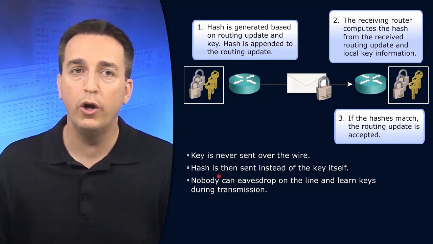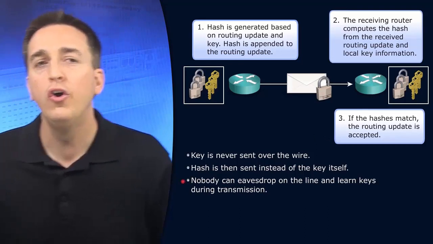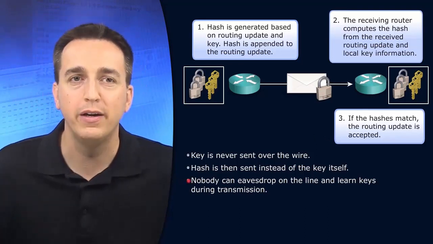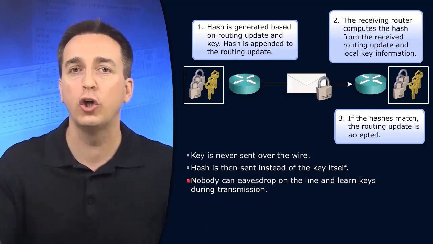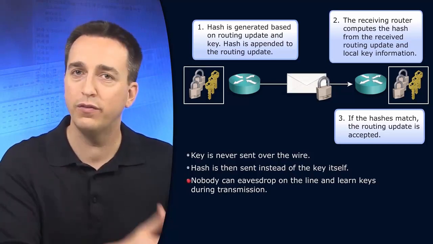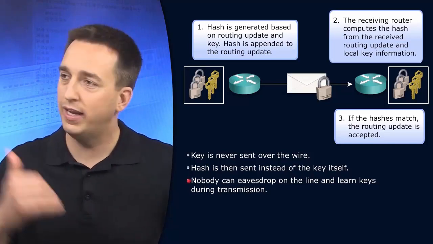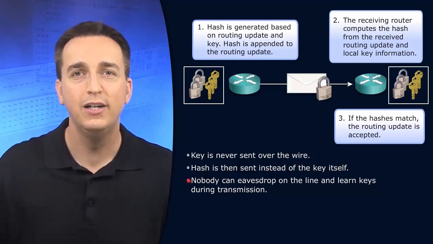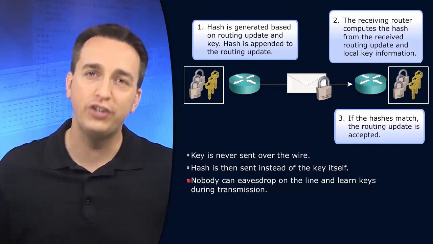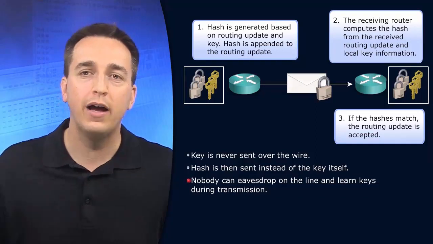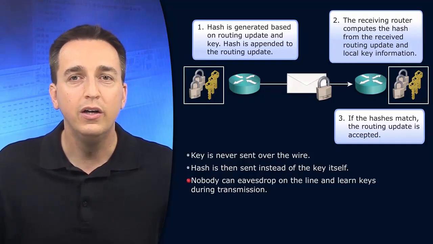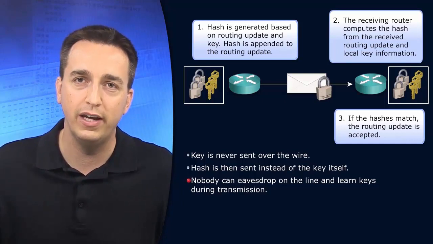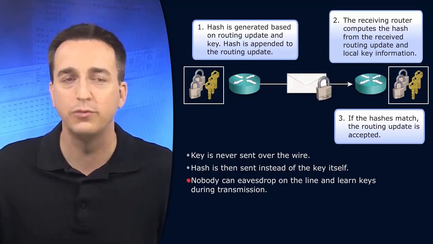So, although it says here nobody can eavesdrop, read the whole statement. Nobody can eavesdrop on the line and learn the keys. They can see the information in the packet. They can see the hash itself, but they can't learn the keys that were being utilized in order to generate the hash. That's why you have a higher level of security when using hashing authentication instead of simple password authentication.